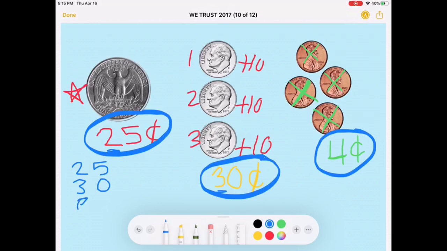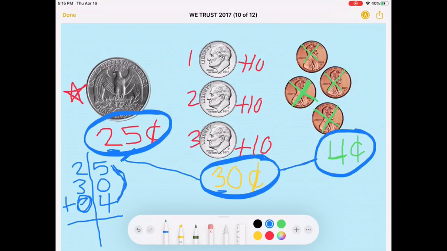And then the last thing I need to stack is the 4 for the 4 pennies, because I'm adding 25 cents, 30 cents, and 4 cents all together. So now I'm just going to add my 10s and add my 1s. So if I split this down the middle, I can add 5 plus 0 plus 4.